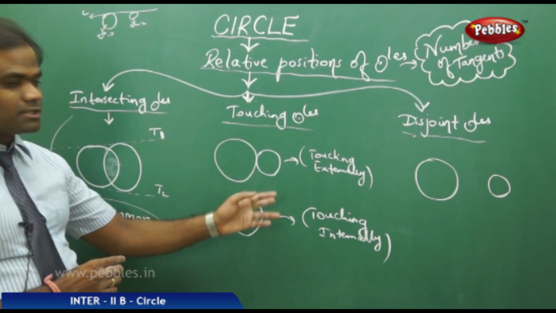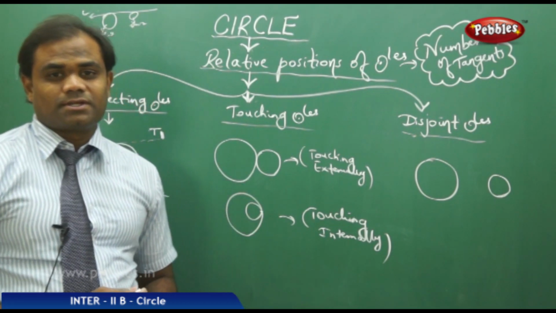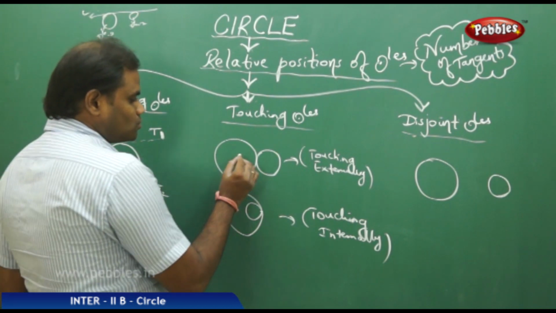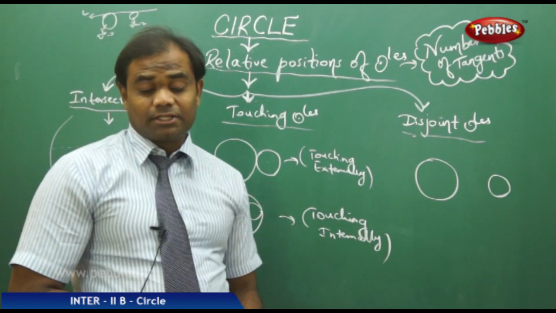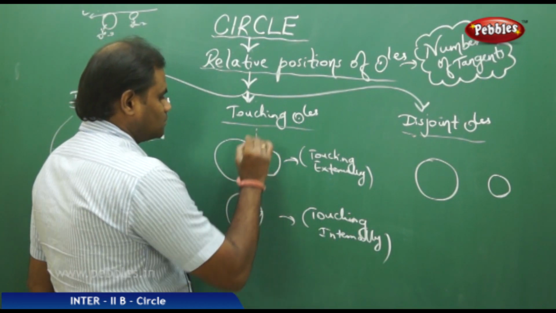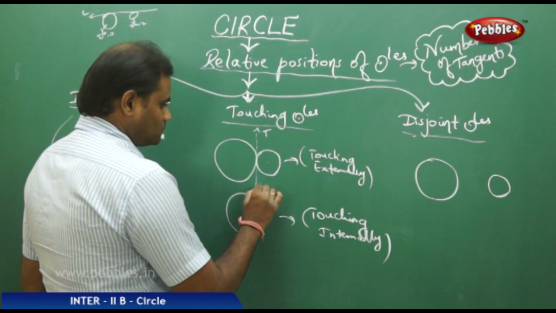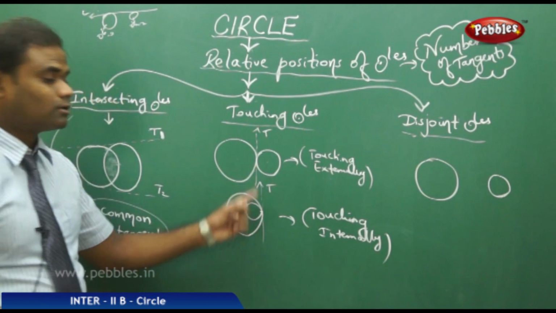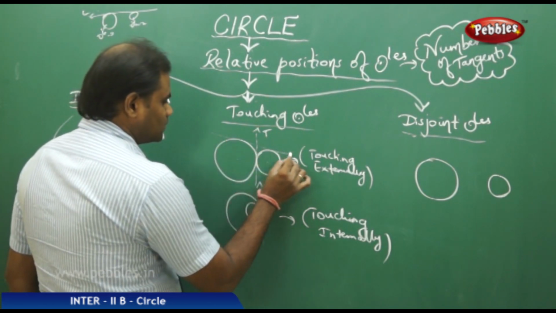Now when I have touching circles, let's see how many common tangents can be drawn for touching circles. As I see for two cases of one being touching externally and the other being touching internally. So in this case, I have tangent 1 and only one tangent which can be drawn for these two. And also I have these.